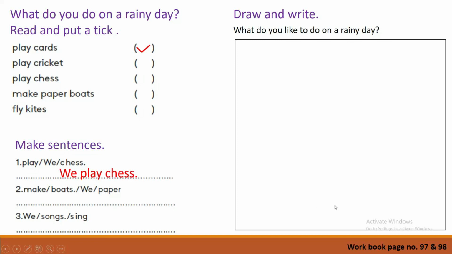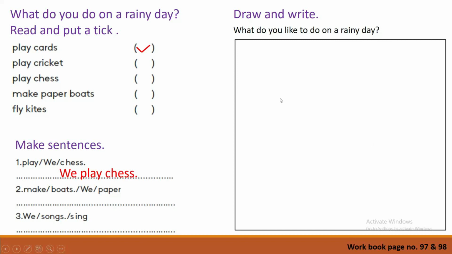Then you have to write a sentence. What can you do on a rainy day? Can you remember the lesson? Yes. We can make paper boats. We can play cards. We can play chess. We can read storybooks. We can sing songs. We can listen to the music.